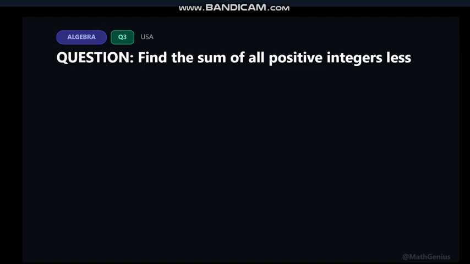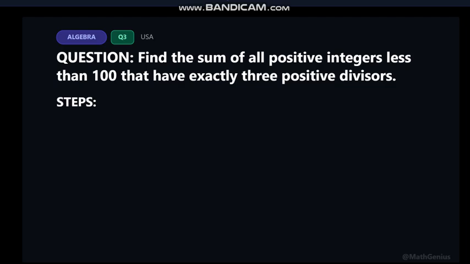Problem 3. Number theory. We need the sum of all positive integers less than 100 that have exactly 3 divisors. Question: find the sum of all positive integers less than 100 that have exactly 3 positive divisors.